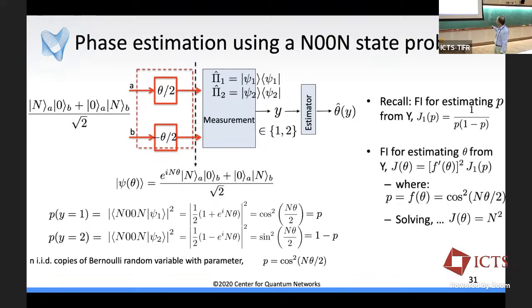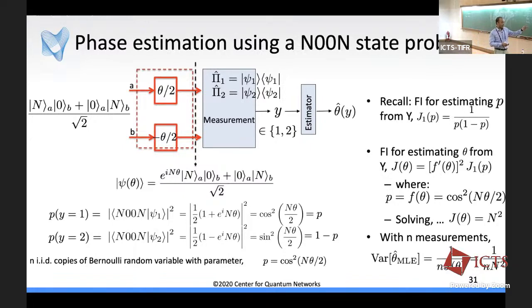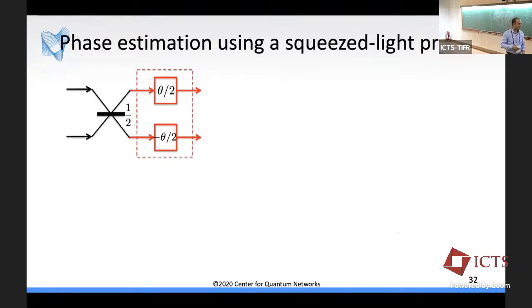But then if you want to estimate theta, the J of theta is given by J1 of p times the mod squared Jacobian, f prime of theta, where f prime of theta is just the derivative of the functional form of theta, p written as f of theta. Take this, differentiate that, square that, multiply by this thing, do a couple of lines of math, you will see J of theta equal to n squared. Which means that this particular projective measurement achieves the quantum Fisher information. Again, just like the previous example, the classical Fisher information of a measurement equals the quantum Fisher information, which means that this measurement is optimum or one of the optimal measurements. And hence the maximum likelihood estimator at the output will achieve that same scaling.